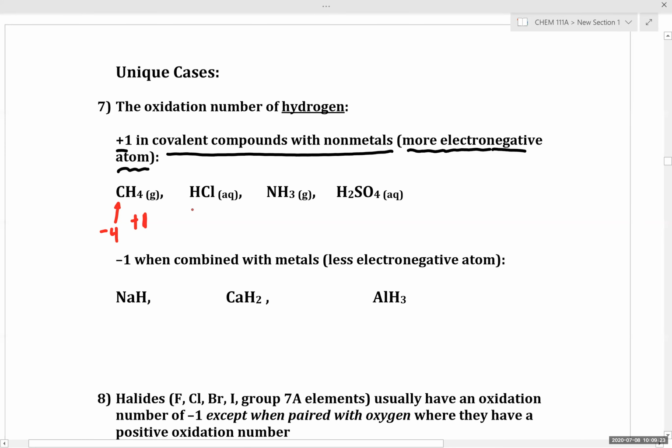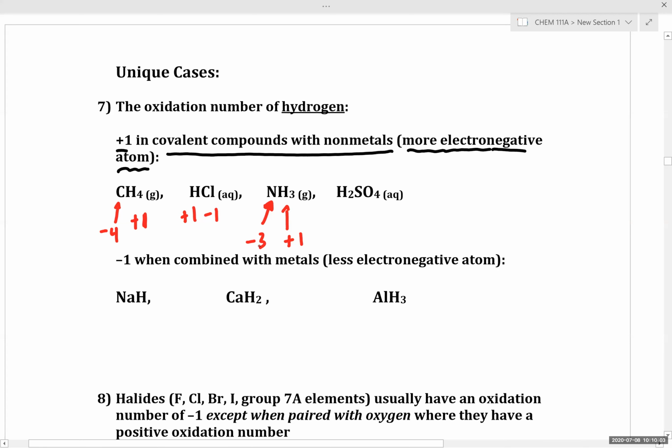In hydrochloric acid, hydrogen has an oxidation number of +1. Chlorine has an oxidation number of -1. In ammonia, hydrogen has an oxidation number of +1. And what about nitrogen? If nitrogen is the more electronegative element, which means it will have most of the electron density, what is the oxidation number of nitrogen? -3, exactly right.